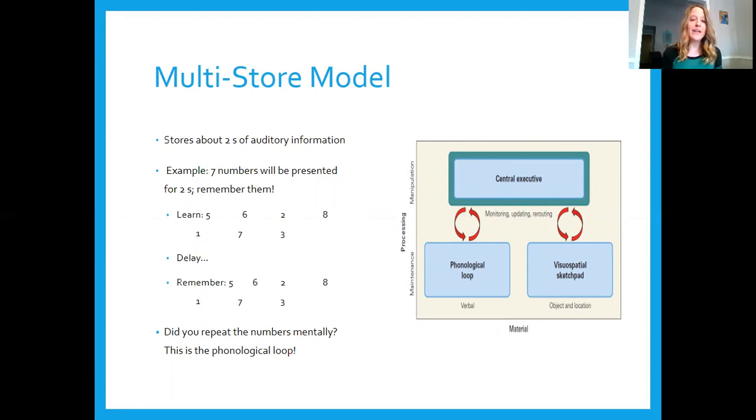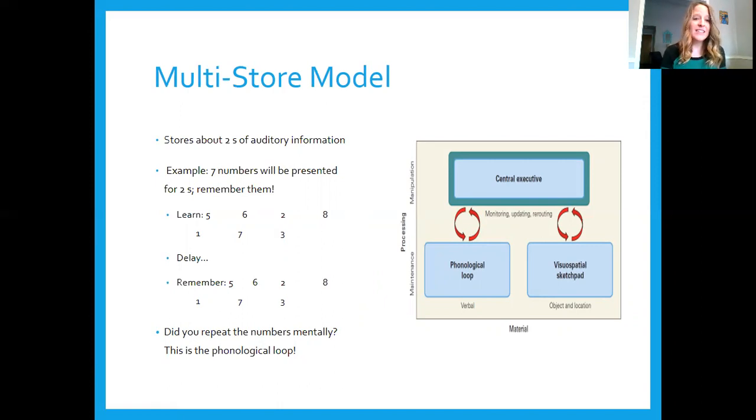We've talked about maintenance rehearsal. Most people rely on their phonological loop for this. We repeat the information over and over again in our mind. What's fascinating is that even though we're not saying it out loud, the same auditory processing centers of our brain are active as though we were. So it's like we're producing and hearing an internal voice. This is sometimes called our inner voice or engaging in sub-vocalizations.